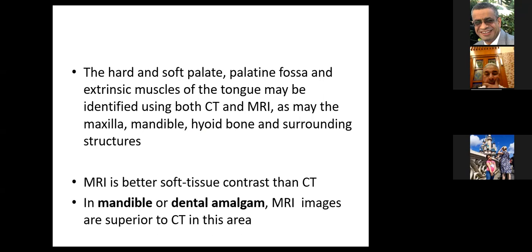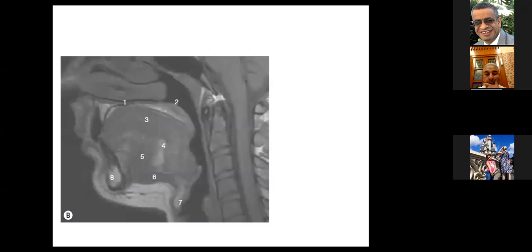MRI has better soft tissue contrast than CT. In the presence of mandible or dental amalgam, MRI images are superior to CT in this area. This is a midsagittal MRI through the tongue and oral cavity.